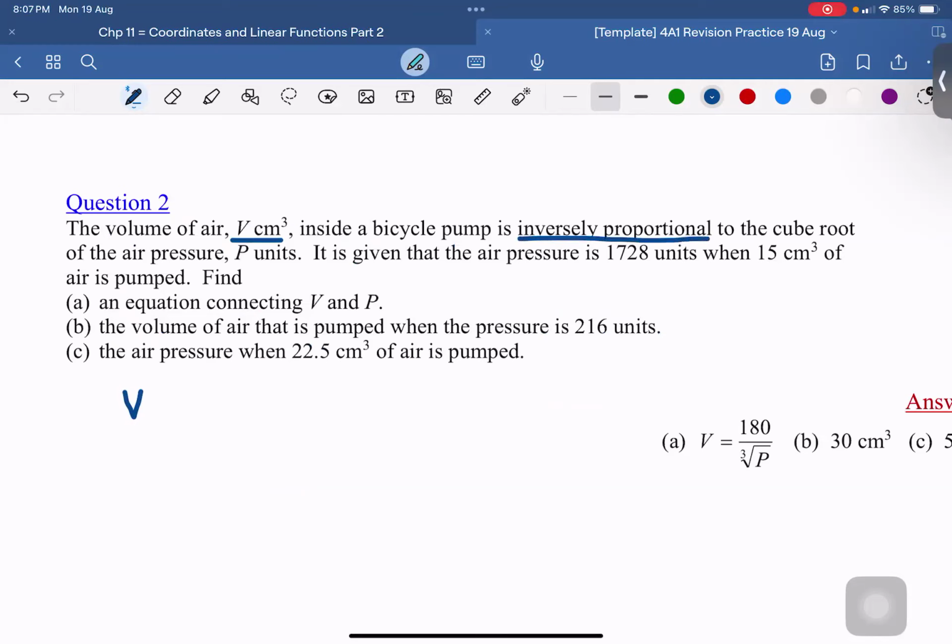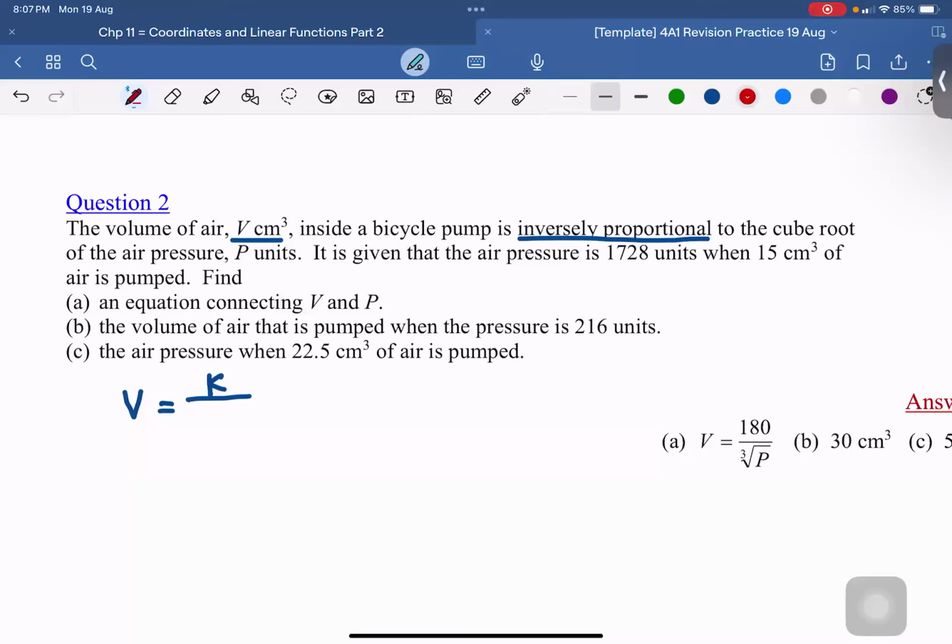What is inversely proportional? K times or K divide? Which one? Divide. Thank you. Although I can't see, I didn't bring my laptop today, so I can't see who answered me, but thank you to the kind soul. Right, inversely proportional, so K over.